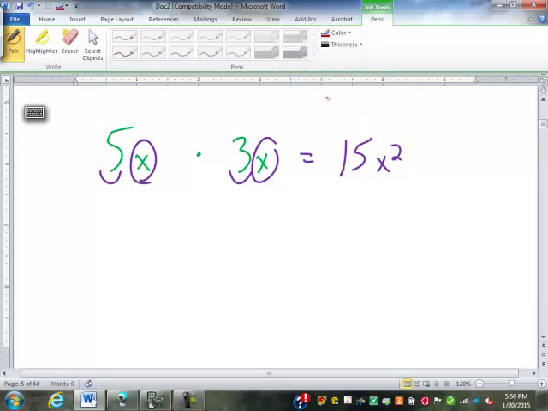Now, unlike addition or subtraction, where we have to have the same name to combine numbers, in multiplication, we do not have to have the same name. I could have 4x times 7y, and this is still going to work. We're going to combine 4 times 7 is 28, and then also combine the names. X times y, xy. So 28xy.